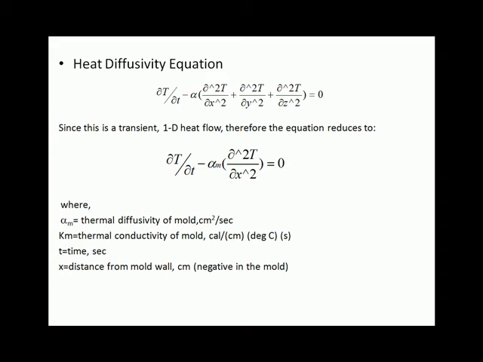Now defining the variables used here, alpha m is the thermal diffusivity of the mold, which is in centimeter square per second, km is the thermal conductivity of the mold, t is time, and x is the distance from the mold wall, and it would be negative inside the mold because we are taking x equal to 0 at the mold-metal interface.